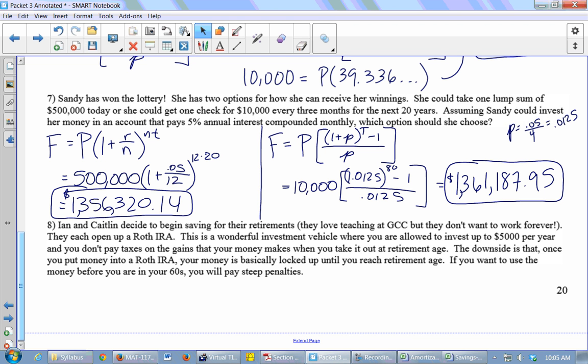The downside is that once you put money into a Roth IRA, your money is basically locked up until you reach retirement age. If you want to use that money before you're in your 60s, you pay steep penalties, though there are exceptions. First-time home buyer, medical bills. If you end up with medical bills, you can use your IRA without penalty.